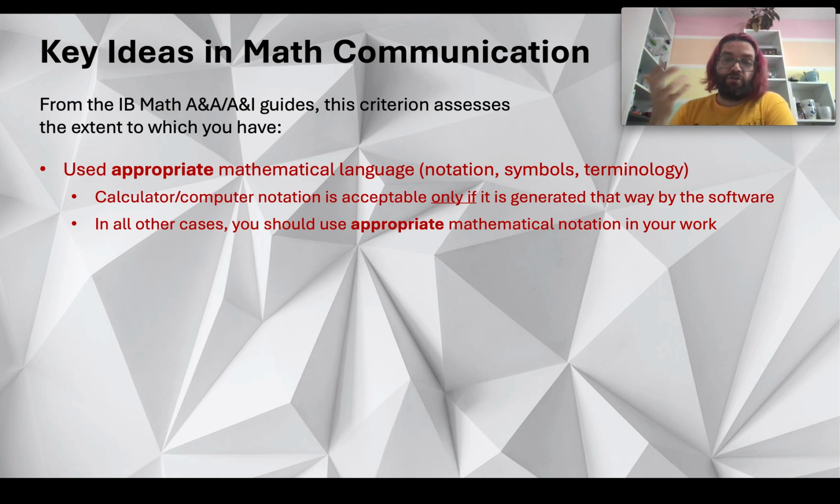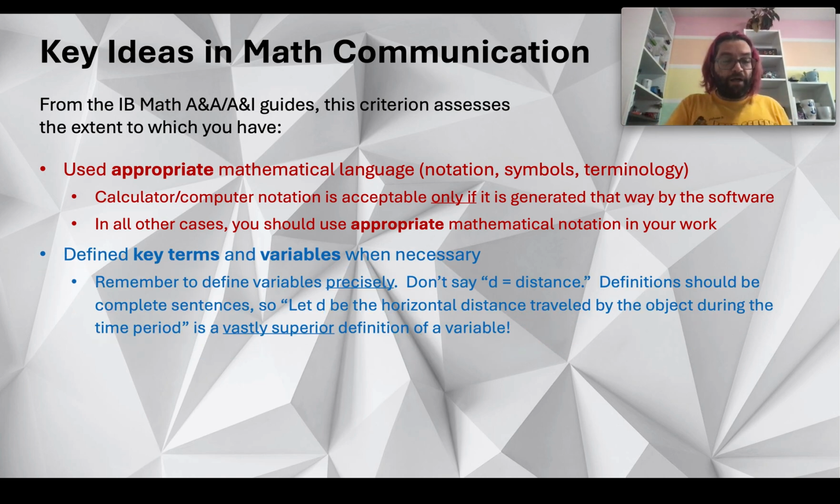So if you use that to make a chart or a table, that's okay, but it's only okay if that's the only way the software works. If you're typing something in, you should be able to have the appropriate notations. So like I said, in all other cases, you should use appropriate mathematical notation in your work. Sorry, I took a little while on that one, but that difference between if you're using a piece of software and it automatically uses the wrong notation, that's kind of okay. But anything that you have control over, you need to use the appropriate notation.